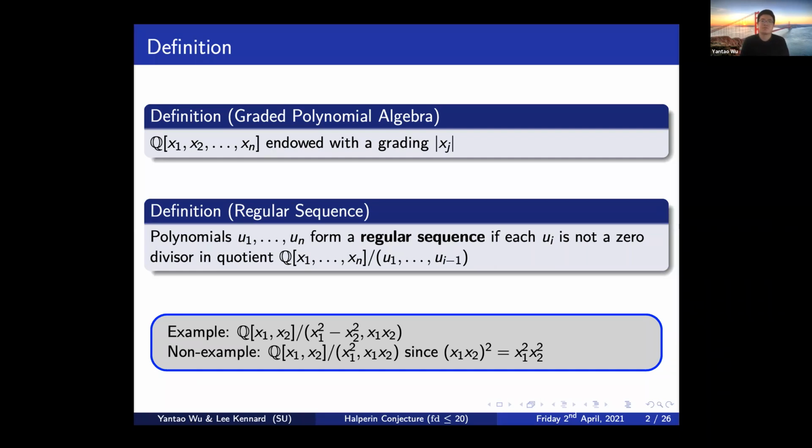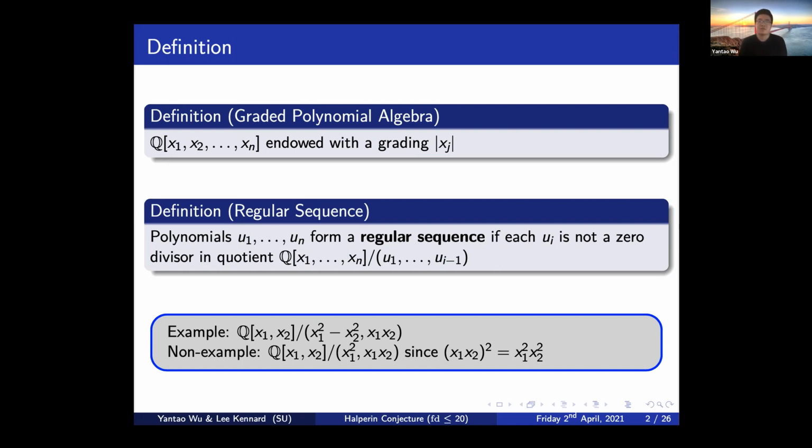We also define something to be a regular sequence. We say a chain of polynomials forms a regular sequence if each polynomial is not a zero divisor in the quotient by the previous polynomials. This definition is very complicated, so I will give you two examples, one example and one counterexample of it.